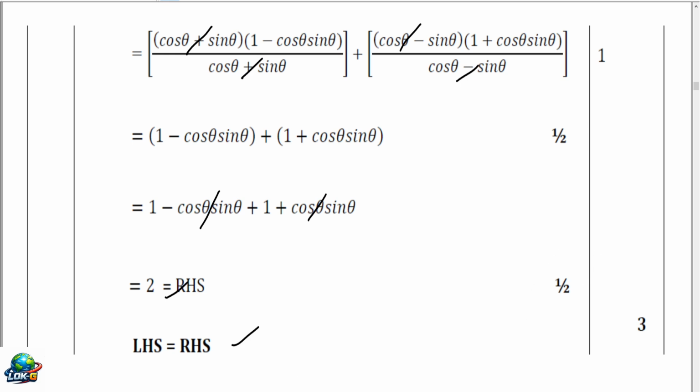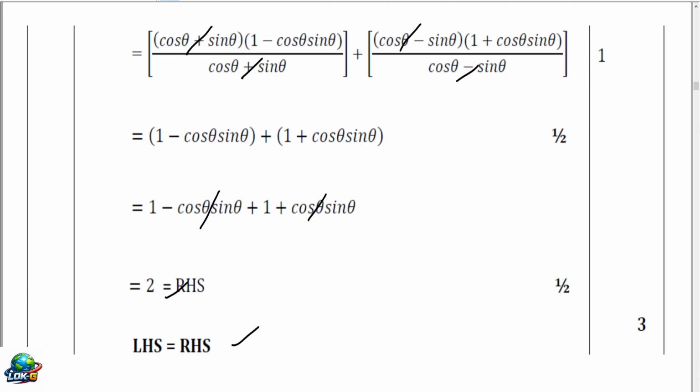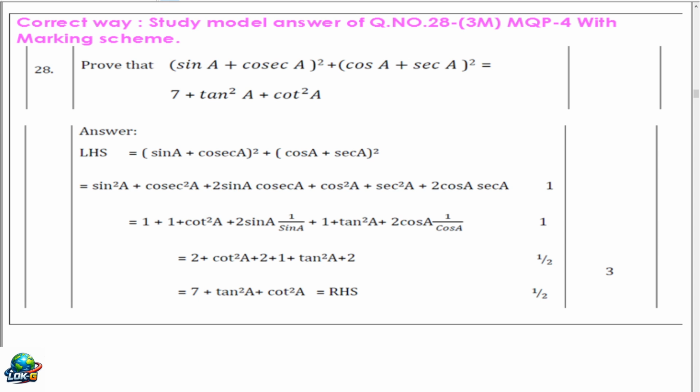Are you getting me? Look here. What was our LHS? Our answer is equal to 2. We got 2 and the answer is correct. So, this is how you can solve the problem.